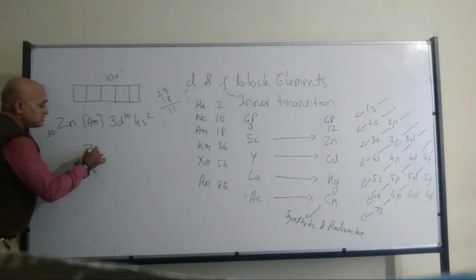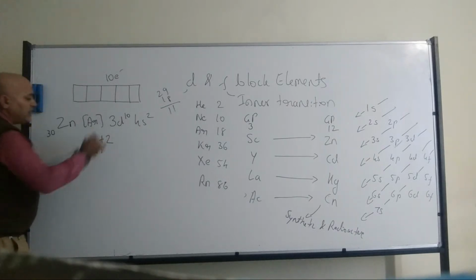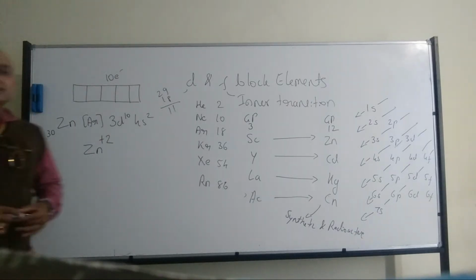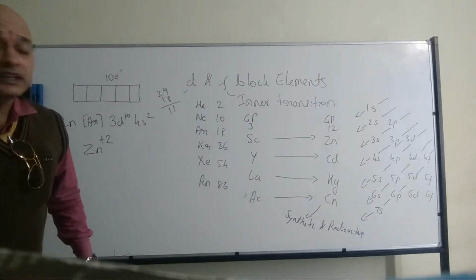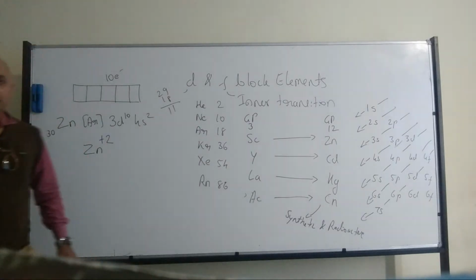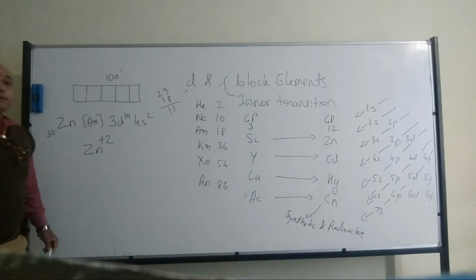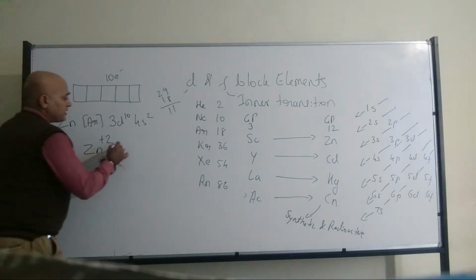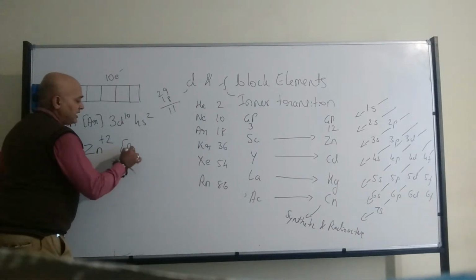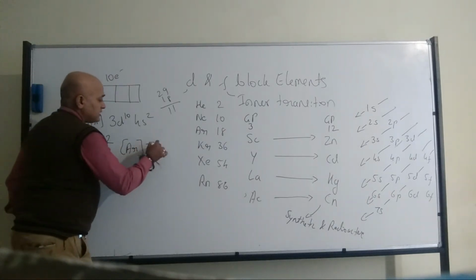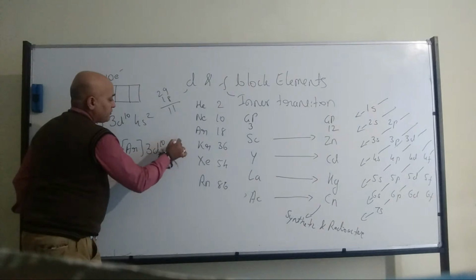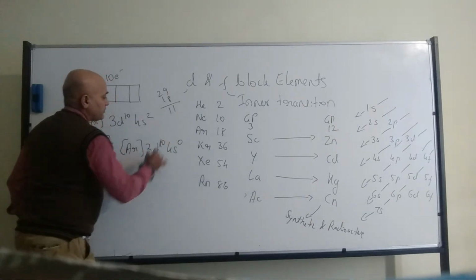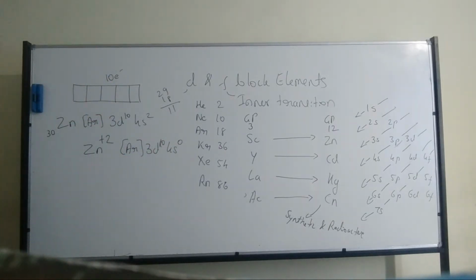Now, zinc can show only one ionic form, that is zinc plus 2. There is no question of zinc plus 1 and all. It will show only the zinc plus 2 ionic form. So what is the electronic configuration here? It will be argon 3d10 4s0. Right? Say 3d10 4s0.